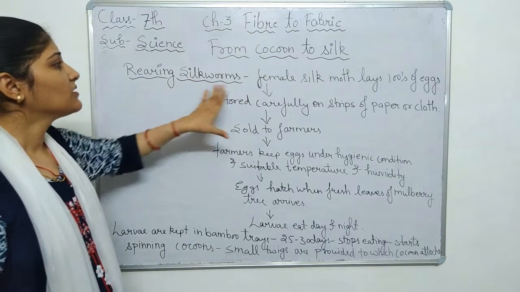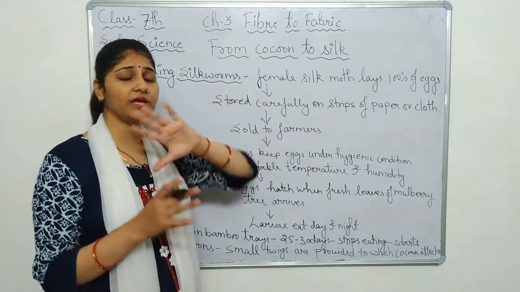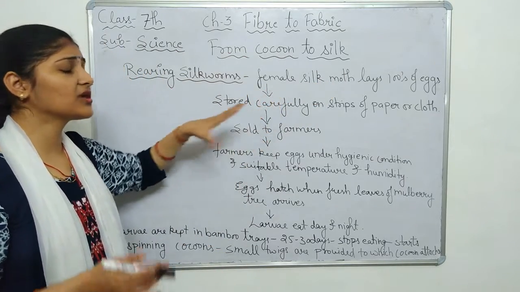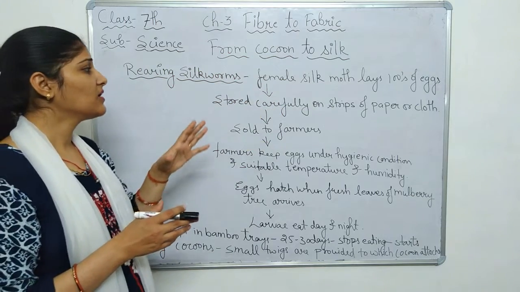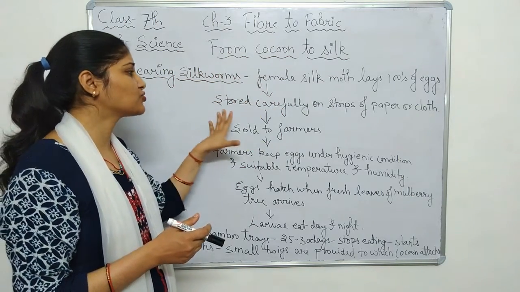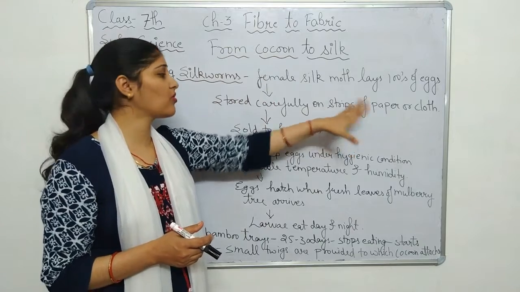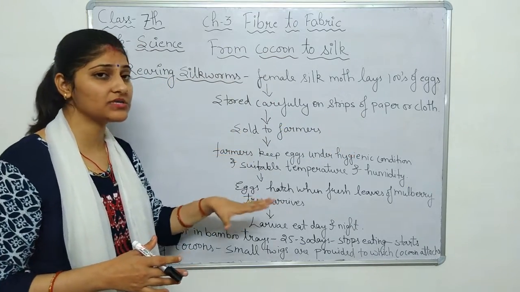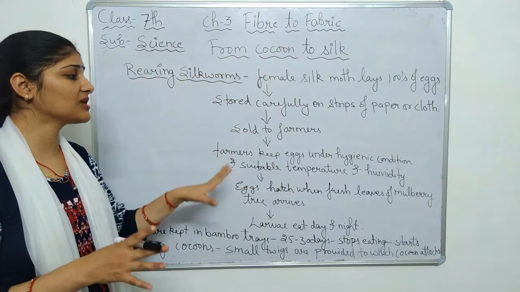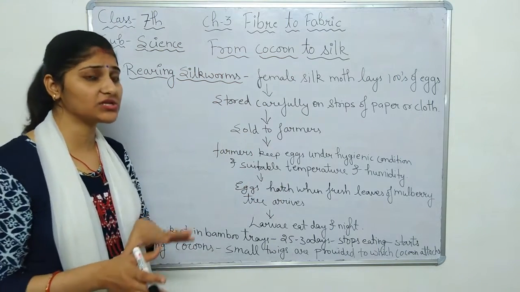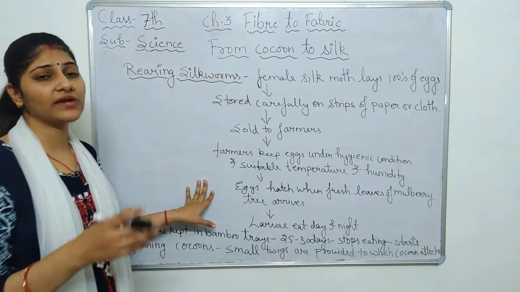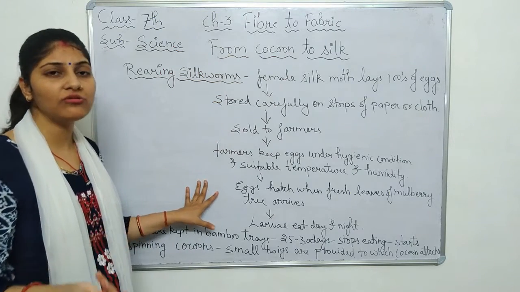Here the female silk moth lays hundreds of eggs. These eggs are carefully stored and taken out and stored on strips of paper or cloth. Then these eggs are sold to the farmers. The farmers keep these eggs under hygienic conditions and provide suitable temperature and humidity so that the eggs can hatch into larvae.